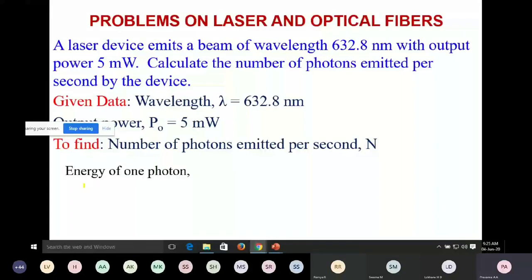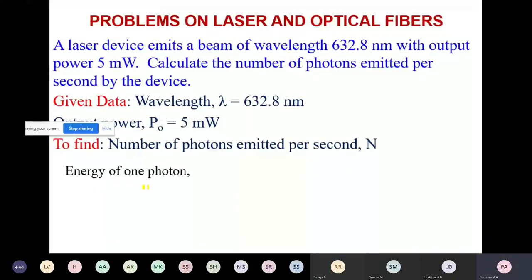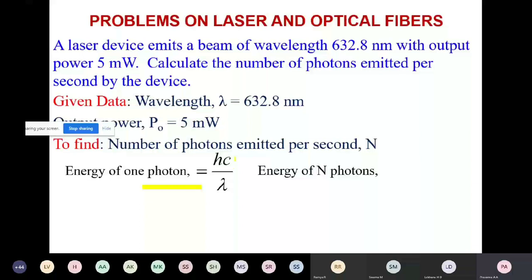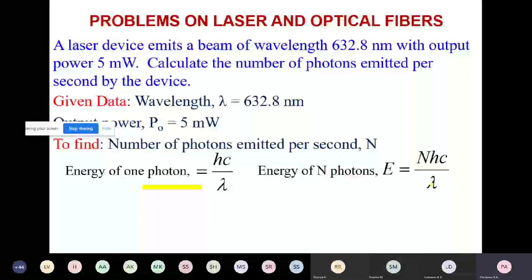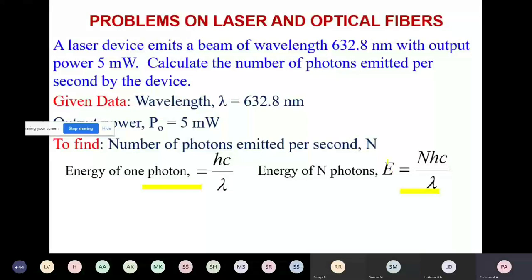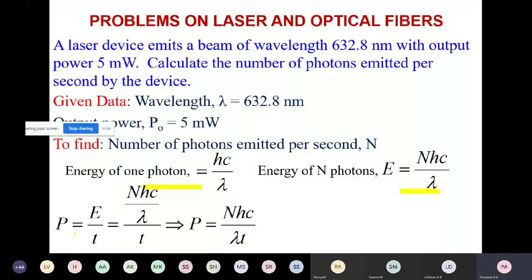You know that the energy of one photon is given by hc by lambda, which you have understood from the theory of black body radiation. It is h nu in terms of frequency, hc by lambda in terms of wavelength. This is for one photon. If there are n number of photons, then the equation will be nhc by lambda. And if nhc by lambda is the expression for the energy of n photons, then that energy divided by time gives you the power, because power is given by energy per unit time.